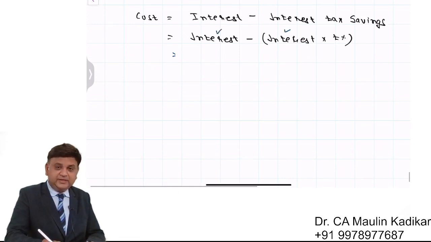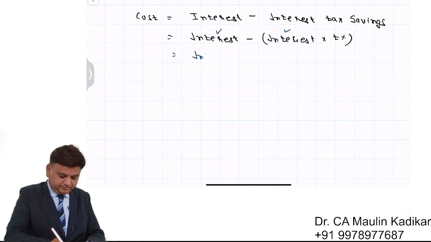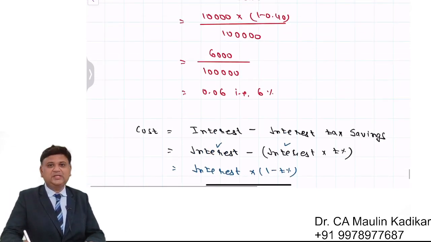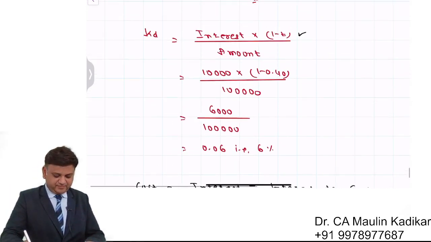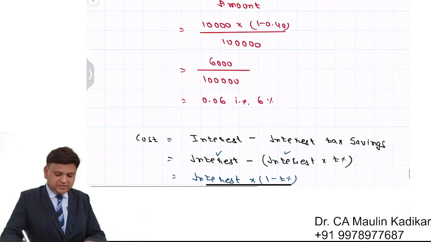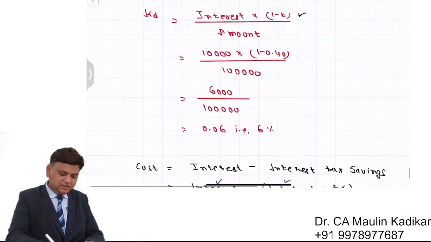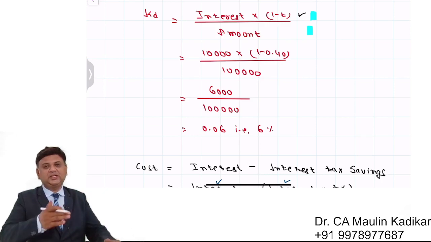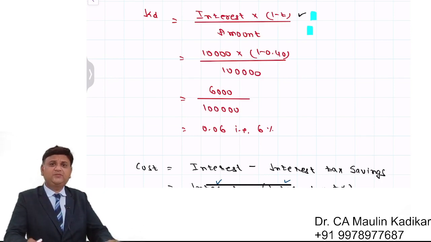So you can take interest common, into 1 minus tax rate. Accordingly, the cost can be calculated, which is used over here as a numerator. Again, the logic is very simple. Numerator is indicating the cost that we incur for using the funds, which is equal to the denominator.